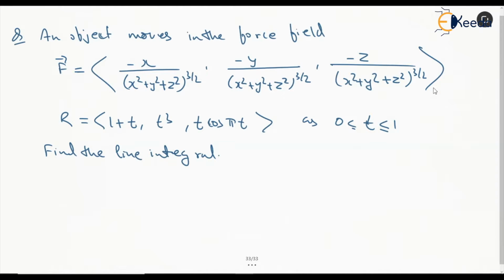So the field is given, the positional vector r is given in terms of t. Obviously these are the x, y and z components, and we have to find the line integral for t being from 0 to 1, right? So as per this field vector, we can take this to be the f1 component, this is your f2 component, and this is the f3 component, right? This F is f1 i plus f2 j plus f3 k.